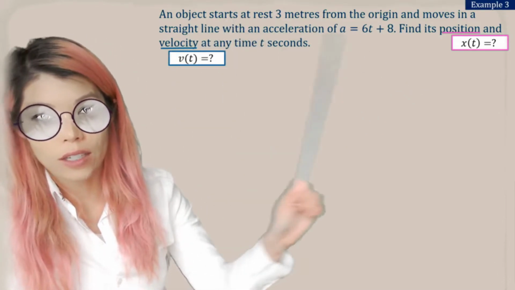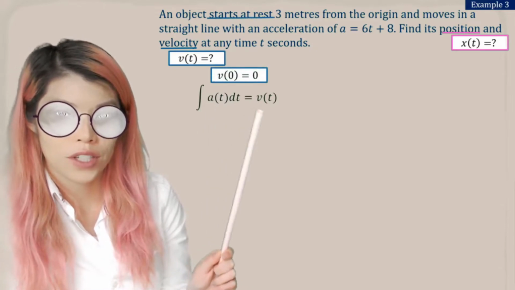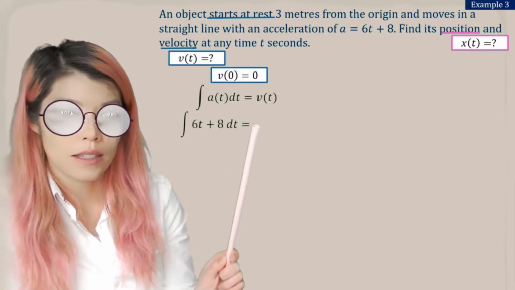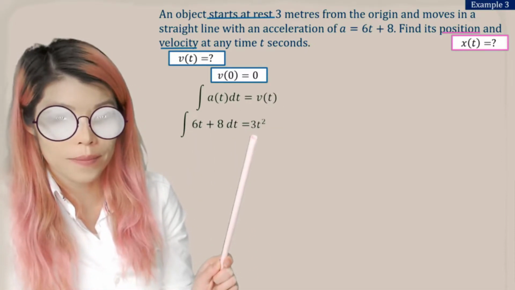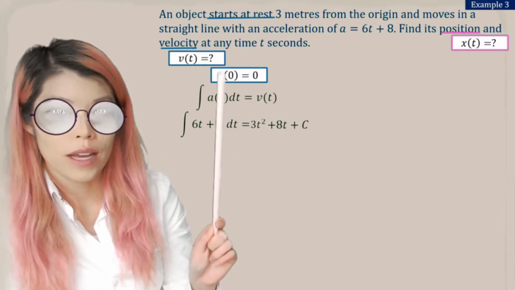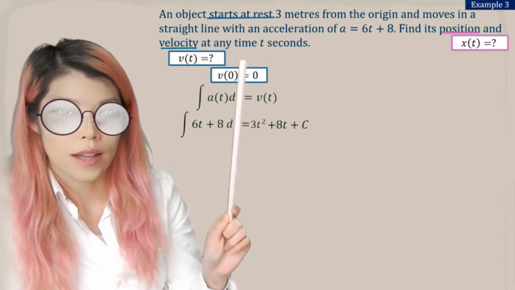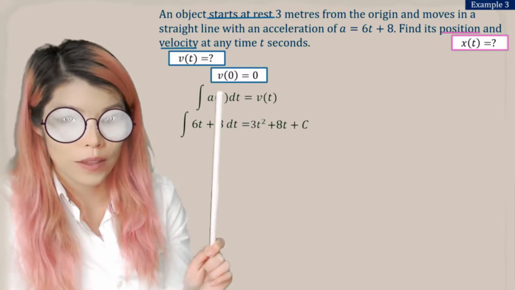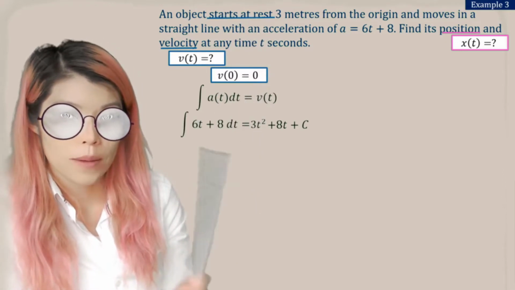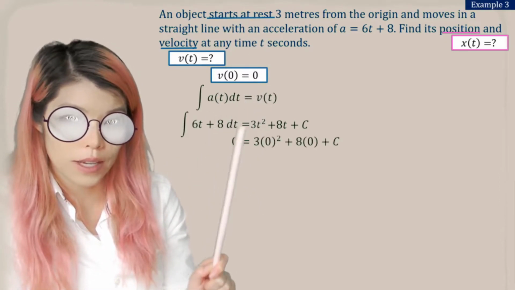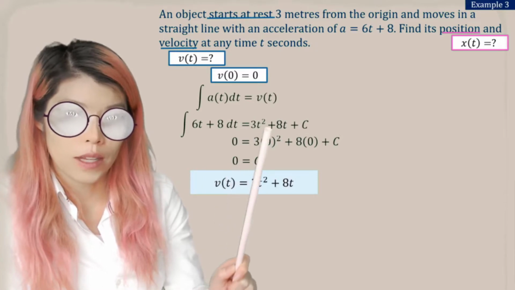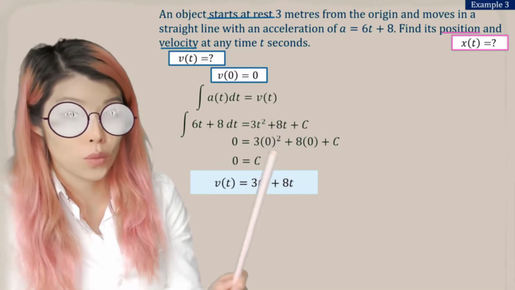We're anti-differentiating twice. So first we have a, anti-differentiate, we'll get v. So anti-differentiate that, we have 6t becomes 6t squared over 2, or 3t squared. 8 becomes 8t, and don't forget the plus c. Now we also know that it starts at rest. So at t equals 0, the velocity is 0. Starts means t is 0, rest means v is 0. So we can plug that in. So v is 0, and t is 0, so c is also 0. So now the velocity equation would be 3t squared plus 8t, because we know c is 0.